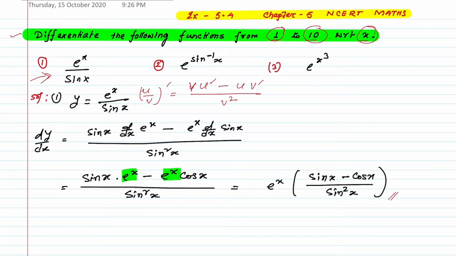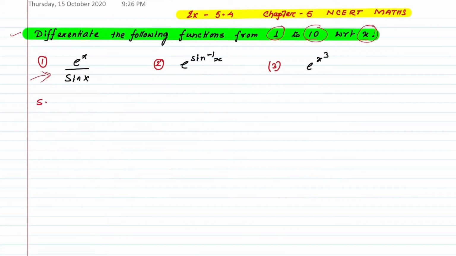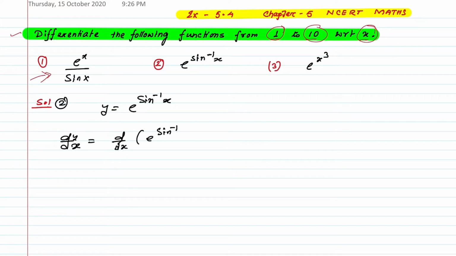Now let me show you the next one, that is question number 2. This is the second function. So let me clean this first. Now number 2. Here y is equal to e to the power sin inverse x. So therefore dy by dx is given by derivative of e to the power sin inverse x.